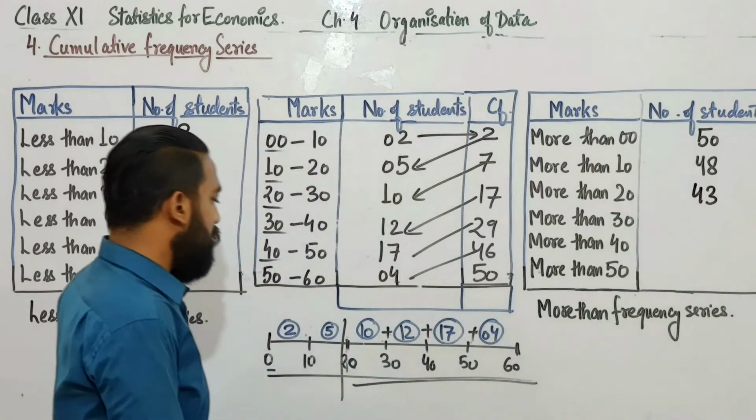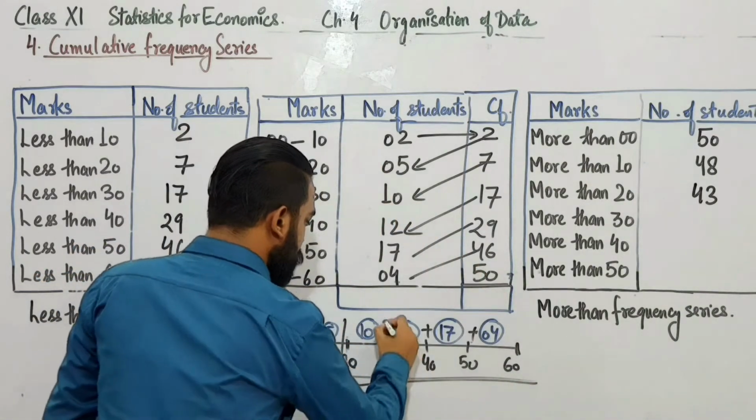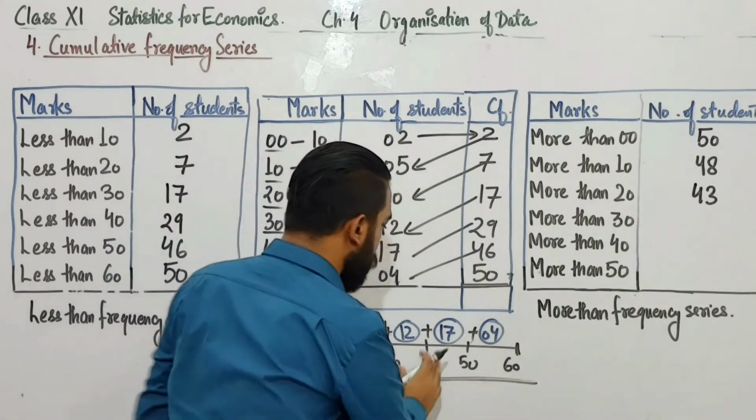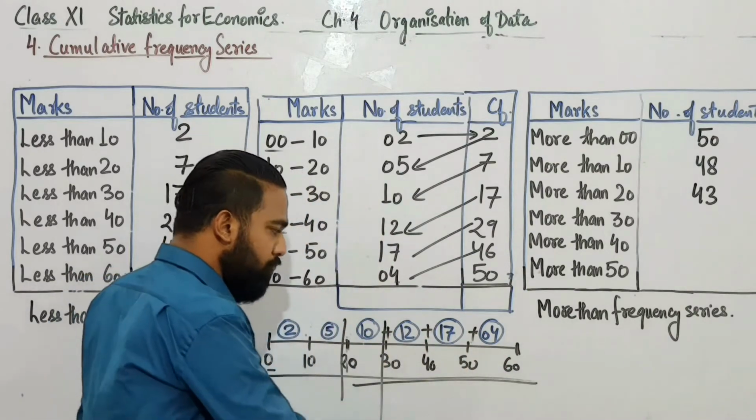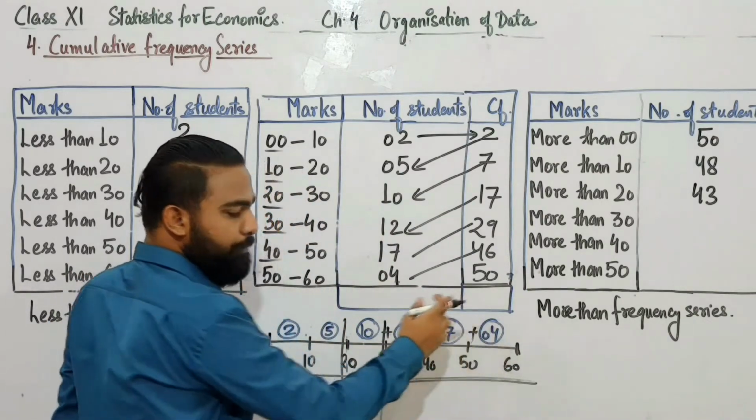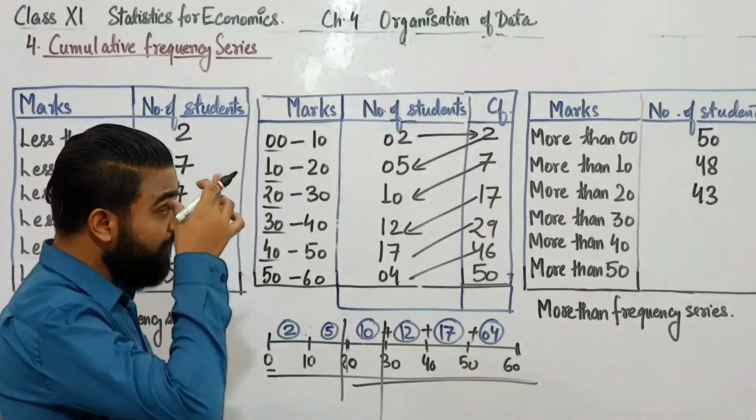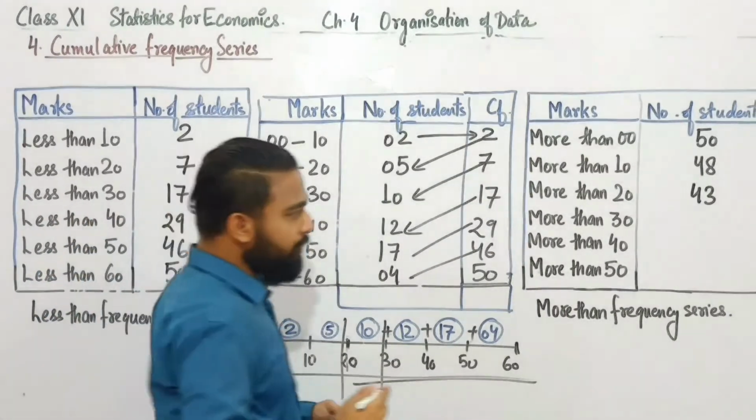Fine. Now, let's talk about more than 30. So, more than 30, all these 3 you have to include. Rest of them you don't have to include. So, 12 plus 17 plus 4, it will be 33.